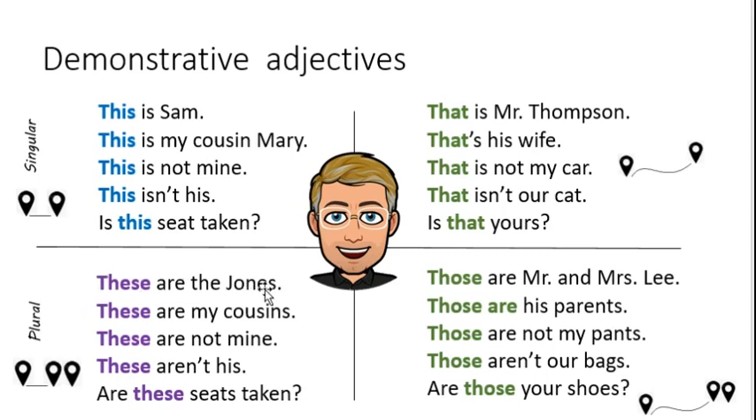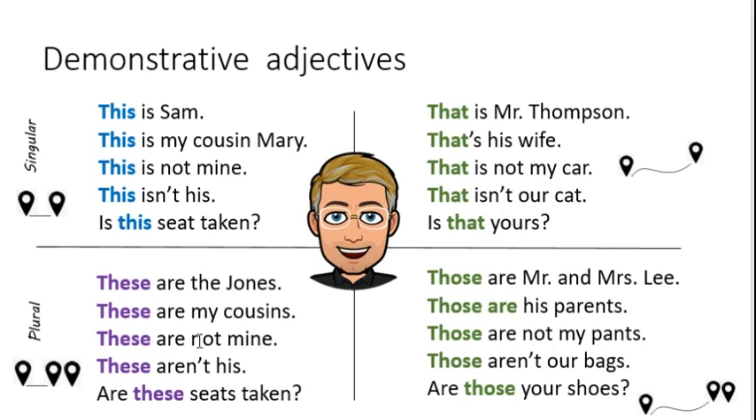Let's see some plural examples. These are the Jones. So when you are saying something like this, you are giving the information that the Jones are next to you. These are my cousins. Again, your cousins are next to you. They're not far away from you, they're close to you. These are not mine. So we're talking about objects, and you want to show that these objects are not your property. They don't belong to you.